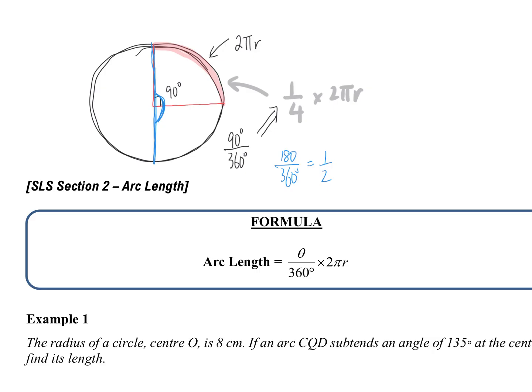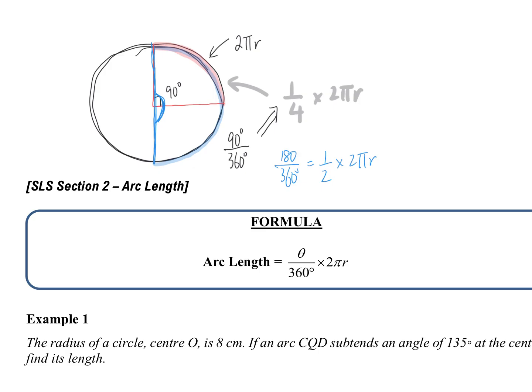Natural. It's just half because it's 1 out of 2. It's 180 out of 360. And then to find this arc, I will just halve my 2 pi arc. Okay? So this is natural to do.